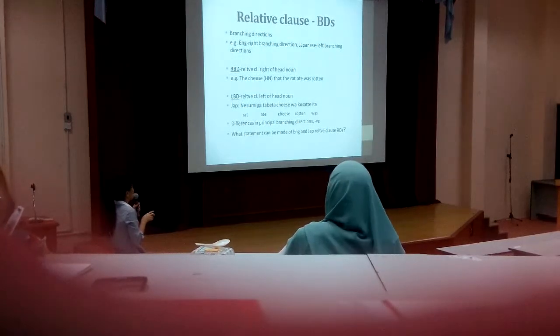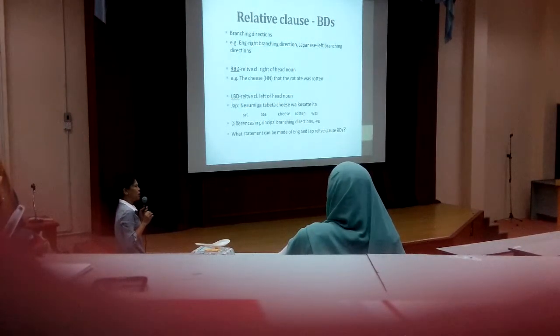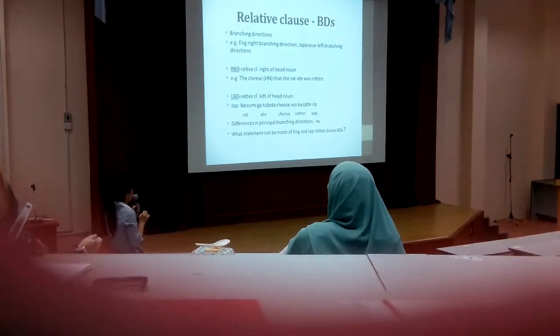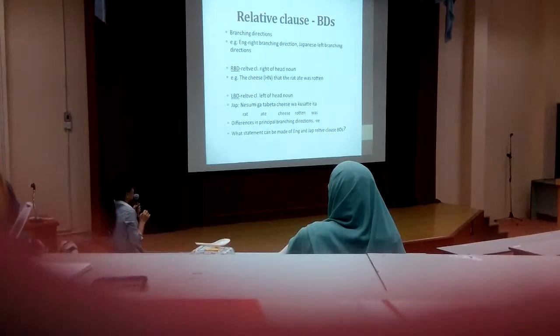Japanese, on the other hand, is a left branching direction. So we will predict that Japanese speakers of English will have a lot of problems when it comes to relative clauses. Okay? Relative clause, right of head noun. The cheese, that's a head noun, that the rat ate was rotten. Left branching, relative clause, left of head noun.